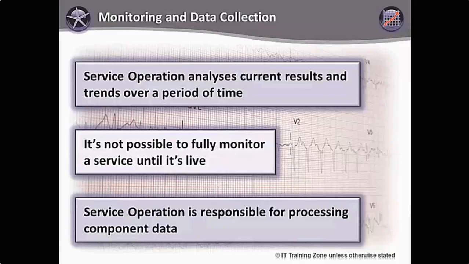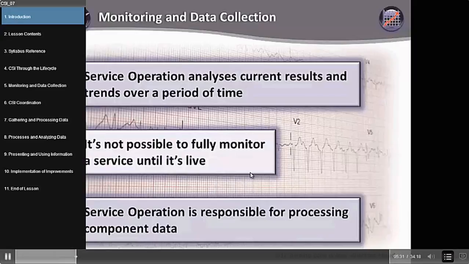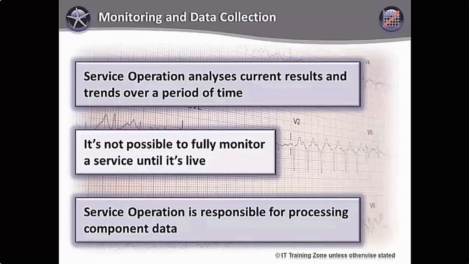Service operation analyzes current results and trends over a period of time. Both incremental and large-scale improvement opportunities will be identified. Service operation performs much of the actual data processing, as it's not possible to fully monitor a service until it is live. Service operation is also responsible for taking component data and processing it into a more service-focused format. For example, the reports show that the server was available, but the network was not. The overall result was that the service was unavailable to users, even though some components were available.